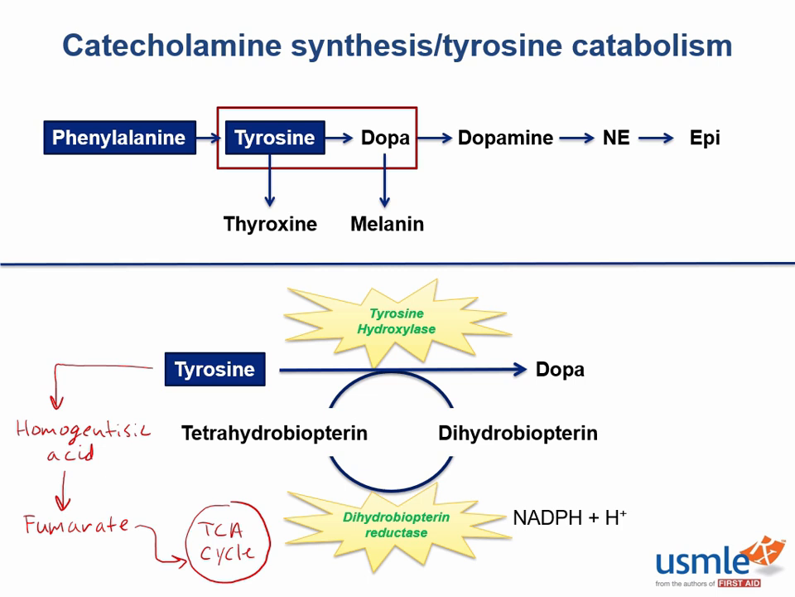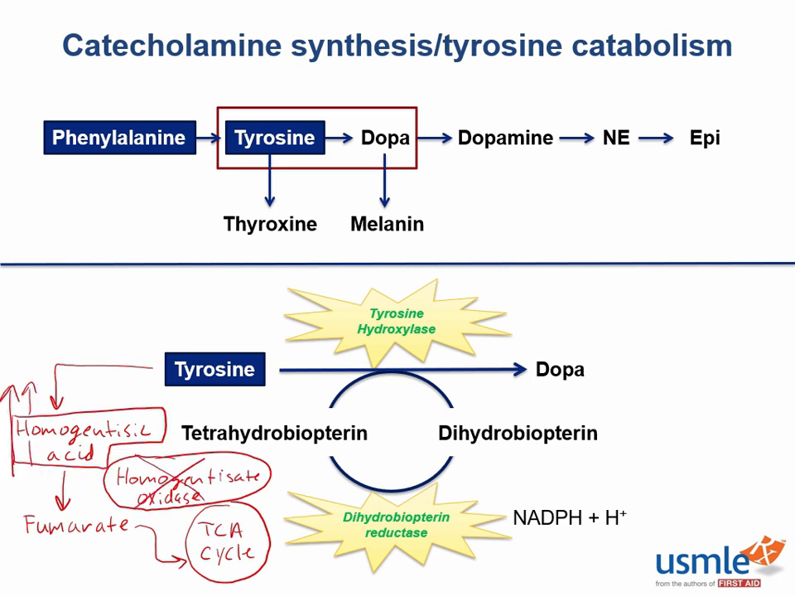Now this process can be disrupted if homogentisate oxidase is deficient, which is involved in the conversion of homogentisic acid to maleylacetoacetic acid. Now this will lead to a buildup of homogentisic acid within tissue and cause bluish-black skin and cartilage pigmentation, as well as cartilage destruction, leading to severe arthritis. And with all that said, can you think of the name of this disease? Great, that's alkaptonuria, which is due to a homogentisate oxidase deficiency.